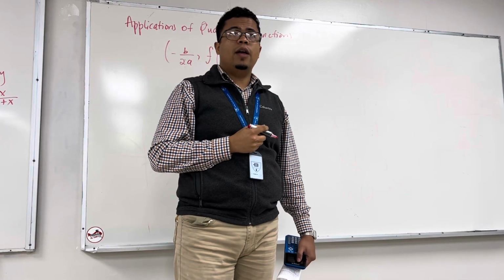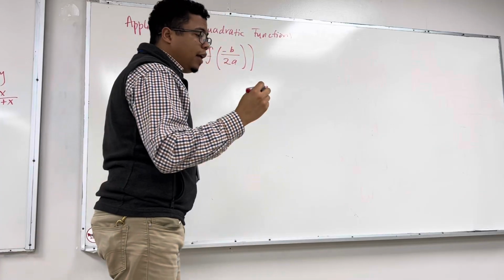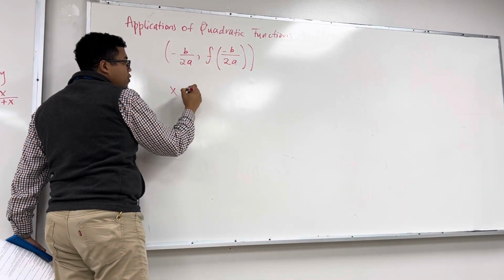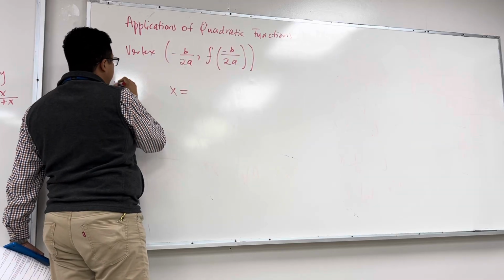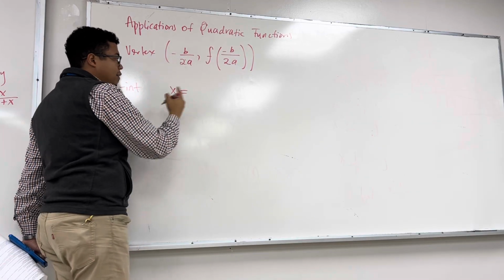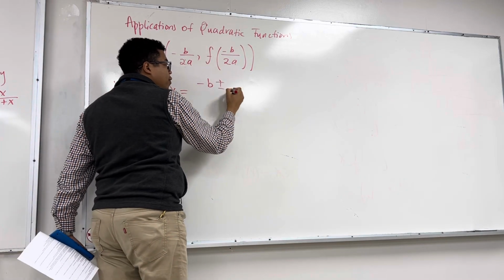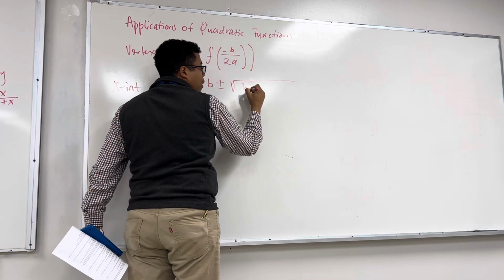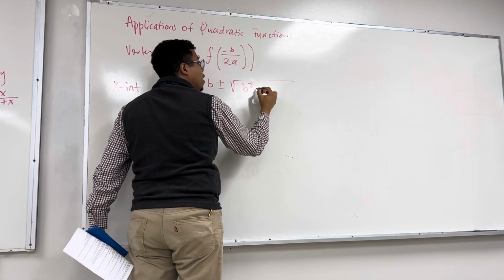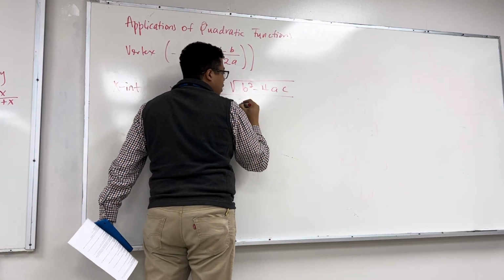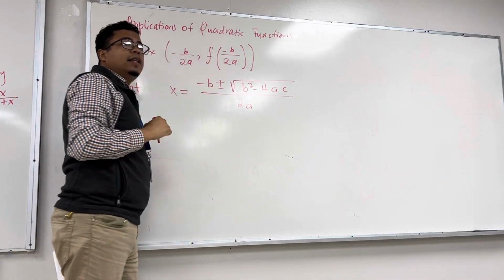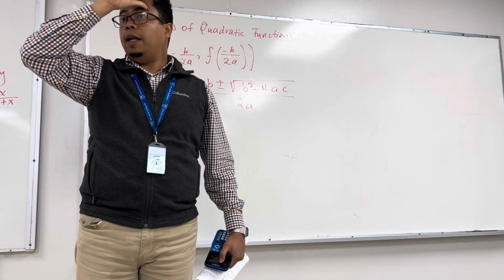Are you following? Yes. And the quadratic formula goes like this. x equals negative b plus or minus the square root of b squared minus 4ac, all of that divided by 2a. Alright? That's to find the x-intercept, right? And this other formula, negative b over 2a, is the vertex.